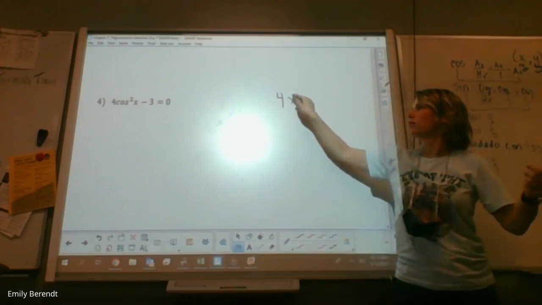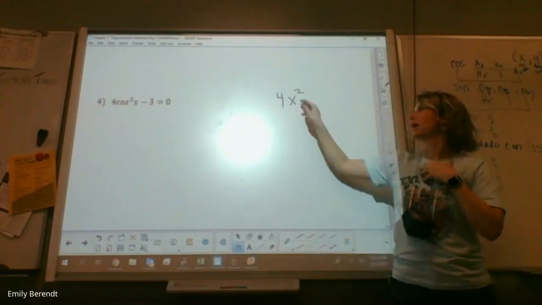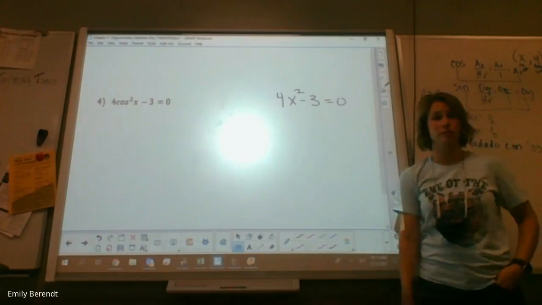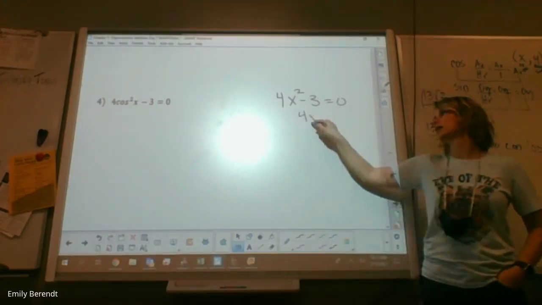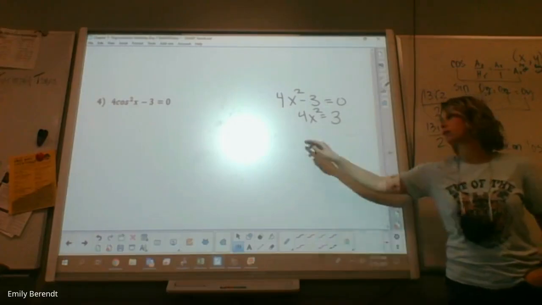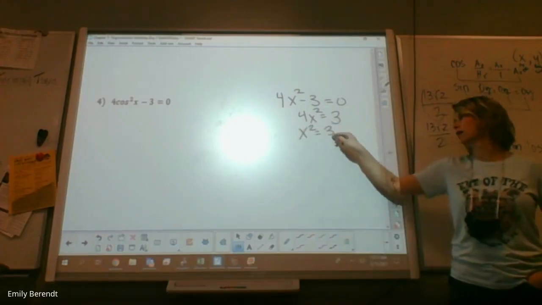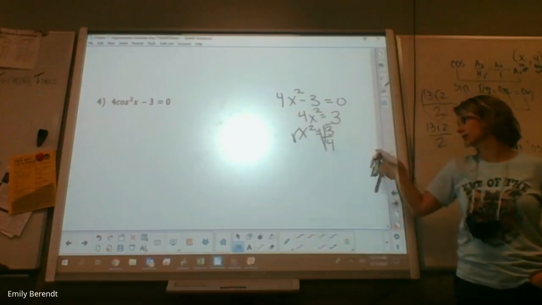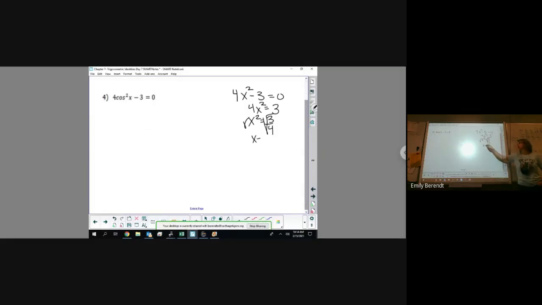4x squared minus 3 equals 0. We chose the x to replace cosine because cosine is the x. All right, so if this is an algebra problem, what would you guys do? You'd add 3. Divide by 4. Square root it. How many answers does it produce? 2. So you get x equals plus and minus the square root of 3/4.